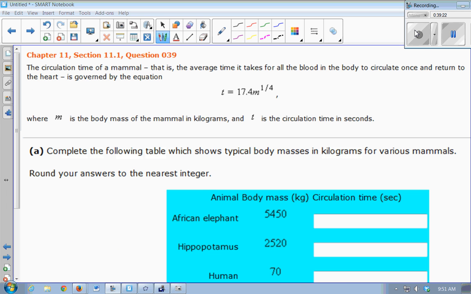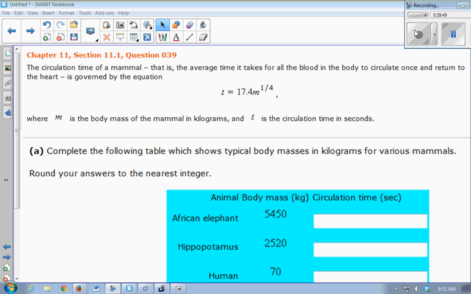Okay. 11.1, question 39. The circulation time of a mammal, the average time it takes for all the blood to circulate once and return to the heart, is governed by the equation T equals 17.4 m to the 1/4. So m is the body mass of the mammal, and T is the circulation time in seconds. So we want to fill out this table where we have some masses of different animals and we want to put in the circulation times.